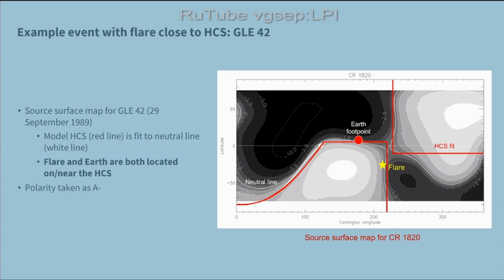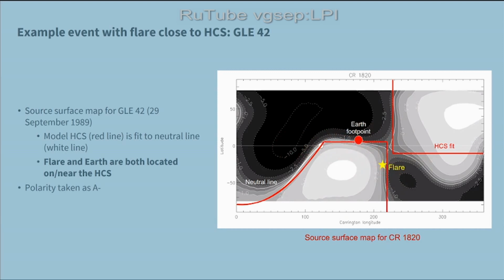So we have the source surface map here from the Wilcox Solar Observatory for this Carrington rotation. You can see the neutral line here. The current sheet was very chaotic, very disturbed, and our fit to this current sheet is in red, which we include in our model. You can see the Earth's footpoint, this red circle, and the flare location, the yellow star, were both very close, if not on the current sheet.